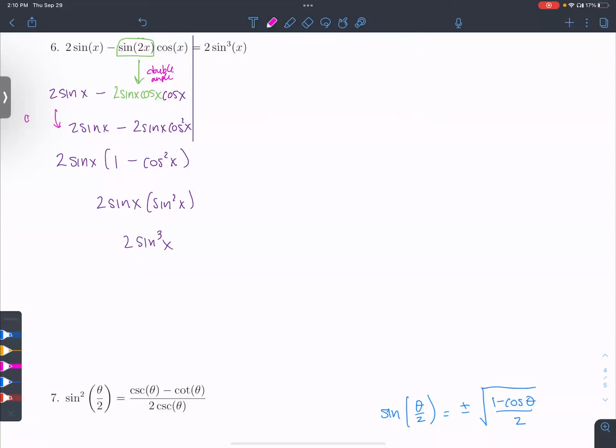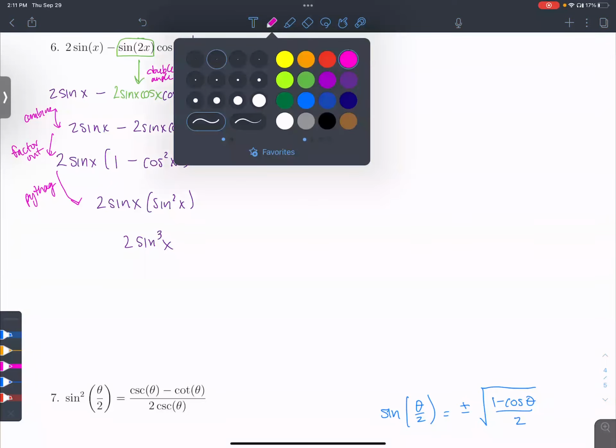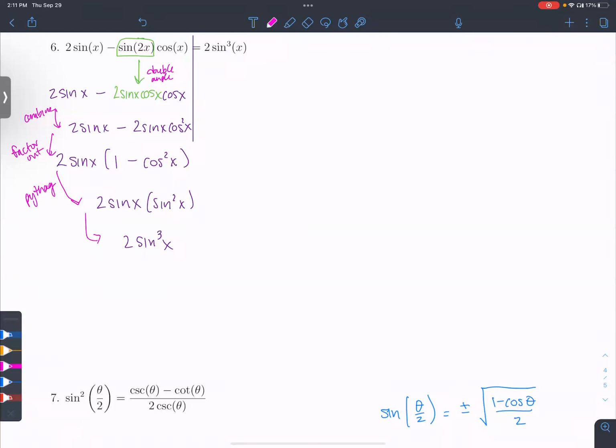This is a combine. This is Pythag. Oh, no. This is Pythag, that next one. This is a factoring out. And then this is combining like terms or multiplication.